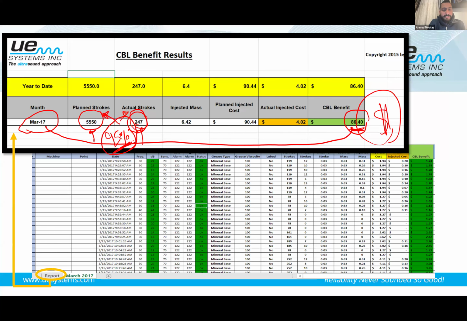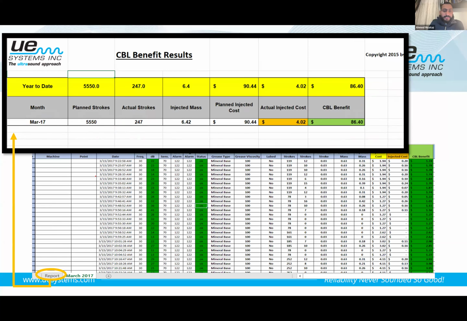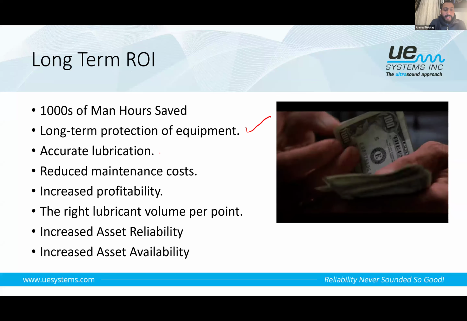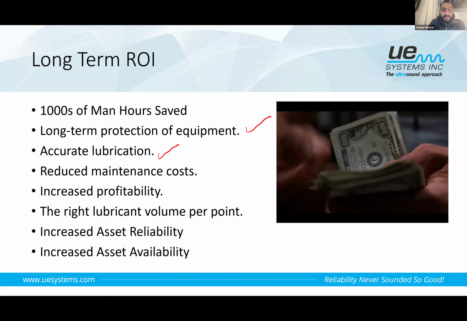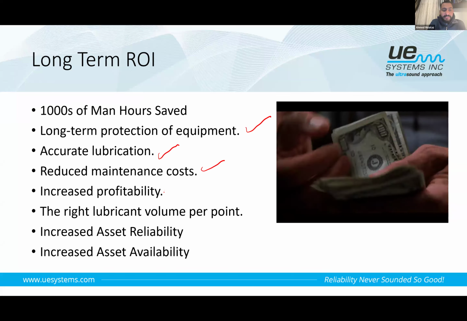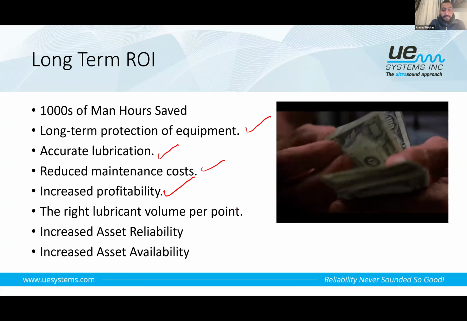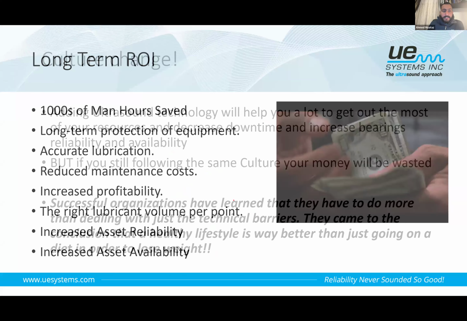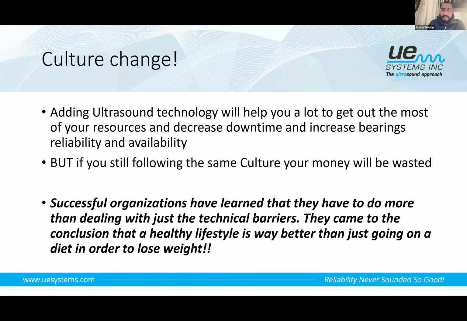How much manpower did we save here as well? We saved thousands of manpower hours, and we also increased the protection of the equipment. We added accurate lubrication for our bearings. We reduced the maintenance cost and increased profitability. We added the right lubricant volume per point. We increased asset reliability and availability. So the cultural change is also very important and crucial when we are talking about over greasing and lack of greasing. Adding ultrasound will help you get the most out of your resources, decrease downtime, and increase bearing reliability and availability.